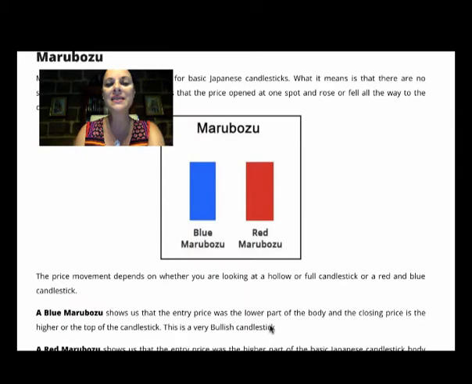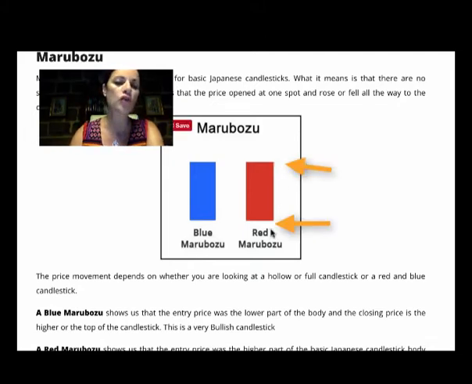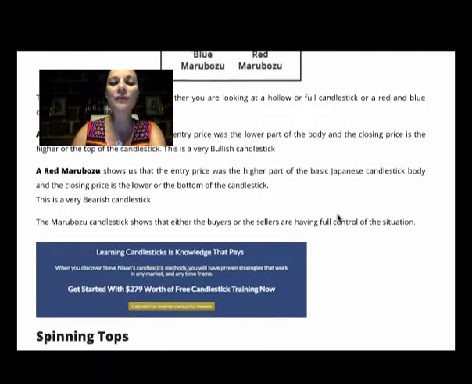So this is the first candlestick we learn. It is an extremely strong candlestick. It shows us that from the opening price, in the case of a blue Marubozu, to the closing price, the buyers had absolutely full control of the market. The same in a seller's market. The sellers will have entered at this price here, but they managed to push the price all the way down to the closing price without any argument from the buyers. So that is our first candlestick.